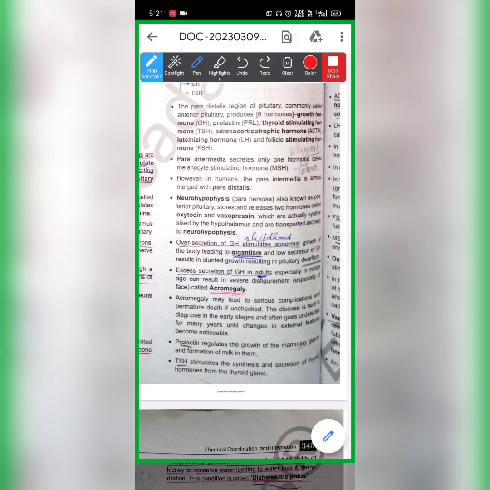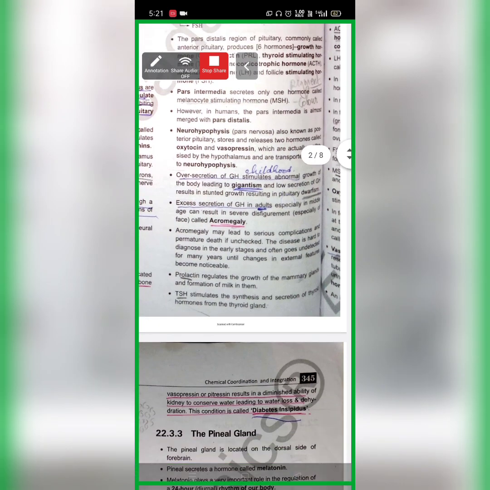Coming to the neurohypophysis, which is also called the pars nervosa. As I have already told, it is under direct control of the hypothalamus. So it just stores and releases the hormones which are actually synthesized in the hypothalamus and transported axonally to the neurohypophysis. So what are the two hormones which are synthesized in the hypothalamus?